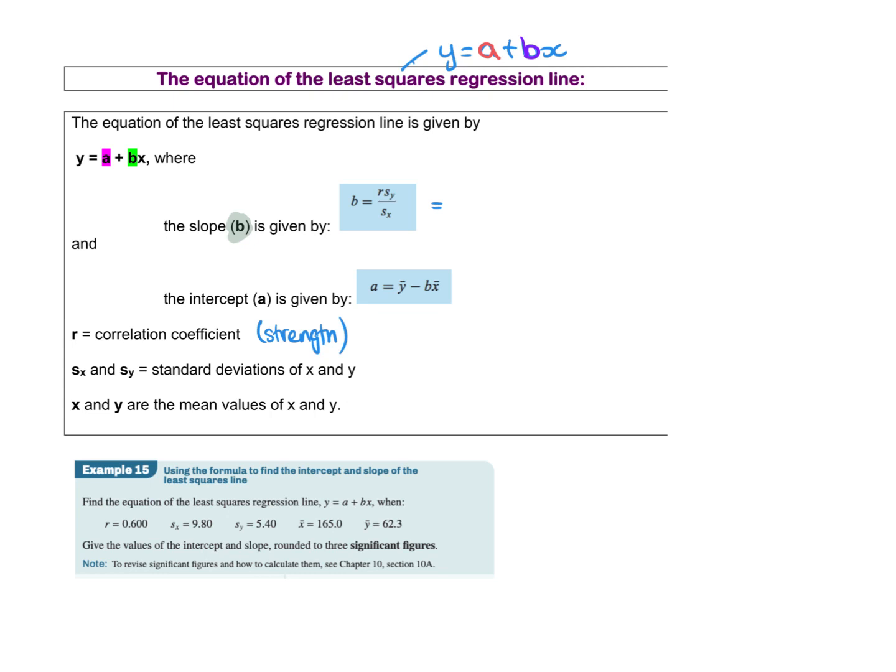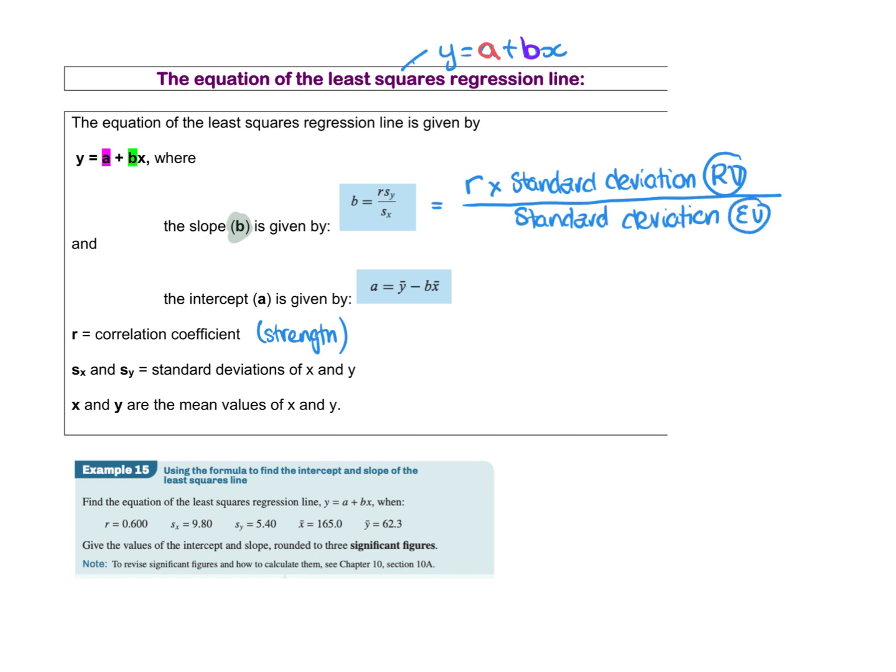So we might write out our formula using them. You might say R times standard deviation of RV over standard deviation of EV, so that you're aware, because they often give it in words, so you might need to recognize that that's what it's talking about. In my example, it would be the R value times the standard deviation for weight over the standard deviation for height. Okay, so they will just give you these stats when you're using these formulas. So that's the B value.